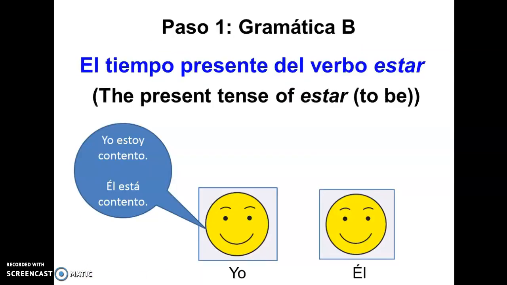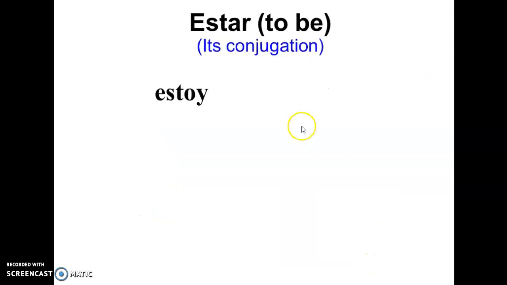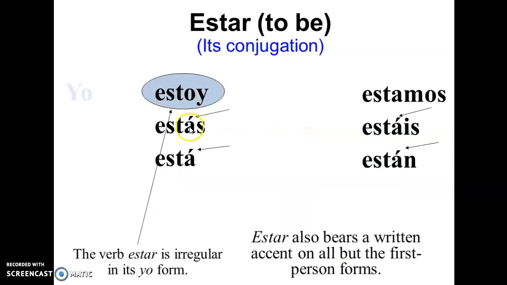Okay. And so those are the subject pronouns, but now we need to learn about the verb estar, which is to be, when we express feelings, how or where someone is located, and all of those things. Yo estoy contento here. I'm happy. And then he's saying he is happy. Él está contento. Okay. So let's see these conjugations here.